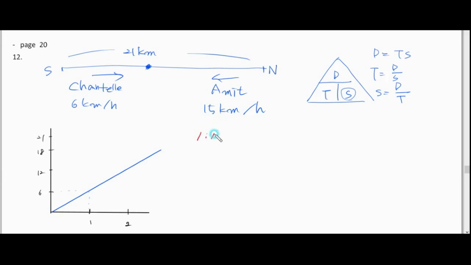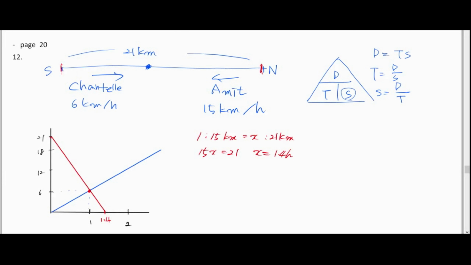So 1 to 15 equals x to 21. Multiplying the inside and outside, 15x equals 21 kilometers. So x is 1.4 hours. Because we have the distance equal to 21 kilometers, he'll start here, and maybe this is about 1.4. And if we connect these two lines, this will be the graph of Emmett. Because the graph that we draw isn't exact, we're also using an equation.